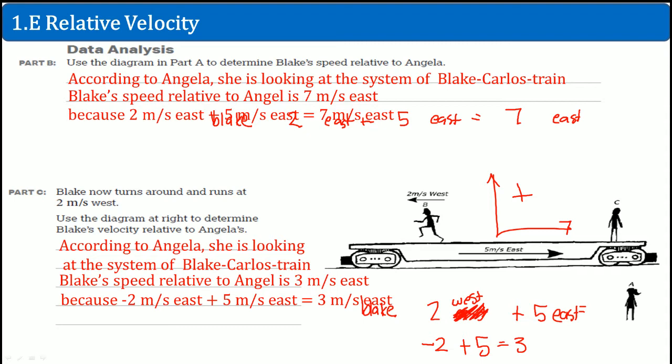So I wrote it here. According to Angelica, she's looking at the system of the Blake-Carlos train. Blake's speed relative to Angelica is 3 meters per second east. Why is it 3 meters per second east? Because negative 2 is what is actually happening from him running to the left. Plus 5 is the train going forward, and in total that becomes 3 positive. That's why I wrote 3 east.